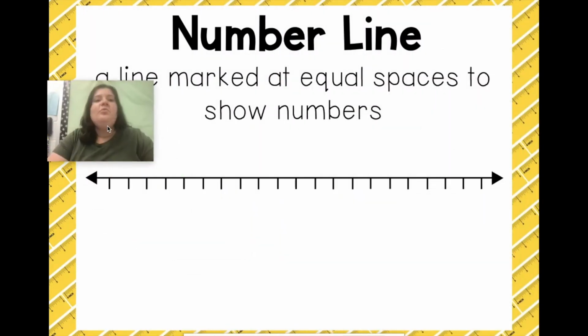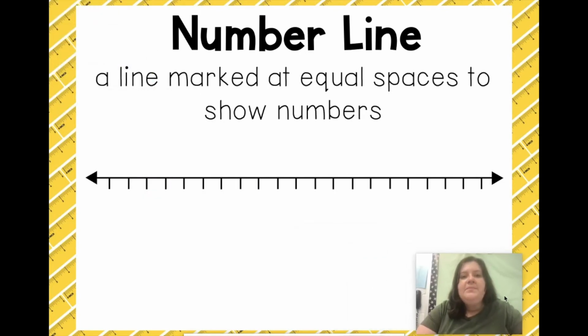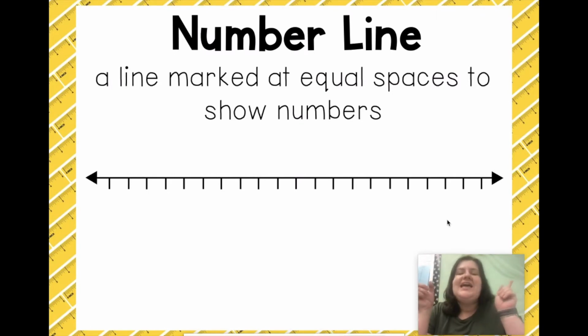So first off, what exactly is a number line? Well, a number line is a line marked with equal spaces to show numbers. So think of a ruler, boys and girls. A ruler is actually a number line. It starts at 0 and ends at 12 for inches. And then for the centimeter side, it starts with 0 and ends at 30. And those numbers are in numerical order. So they start off at 0, 1, 2, 3, 4, 5, 6, and so on and so forth until 30.